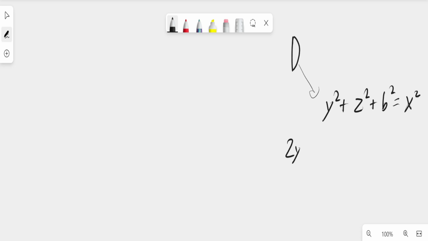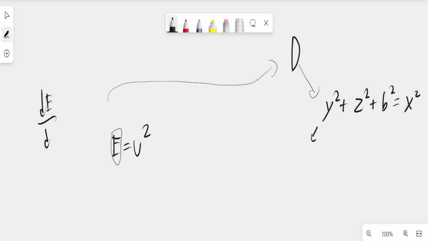So that would be 2y times, and essentially what we're doing here is the chain rule, right? We're saying, let's make another variable. There's going to be a lot of variables with this. Let's say e is equal to u squared, right? And we want to find the derivative of e with respect to d. This might get a little complicated, but follow me here. We want to find dE/dD.